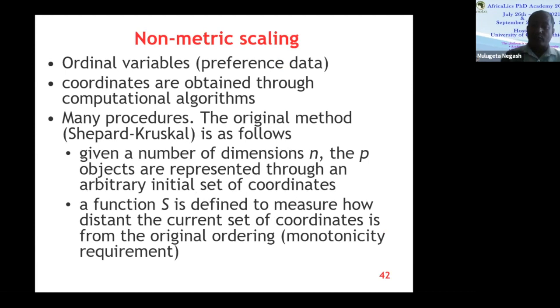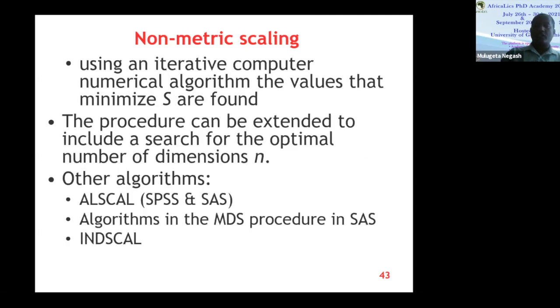Otherwise, it is very difficult to visualize the difference. And the P objects are represented through an arbitrary initial set of coordinates. And a function S is defined to measure how distant the current set of coordinates is from the original ordering monotonicity requirements. And using a relative computer numerical algorithm, the value that minimizes S is found.